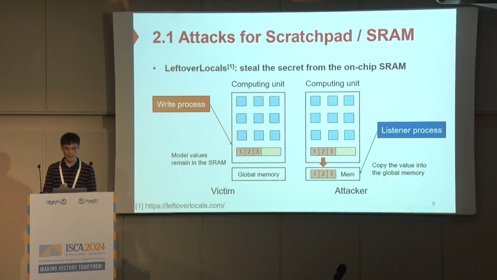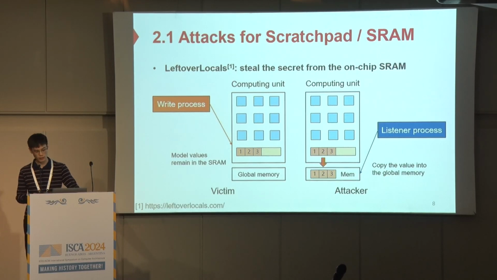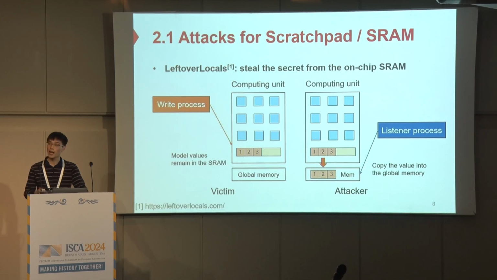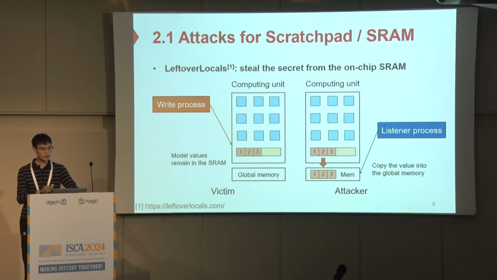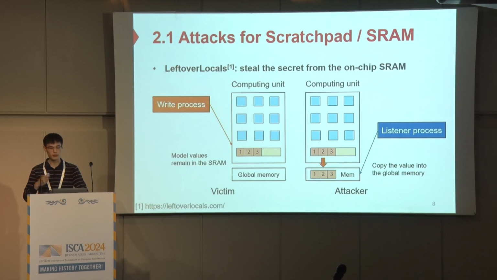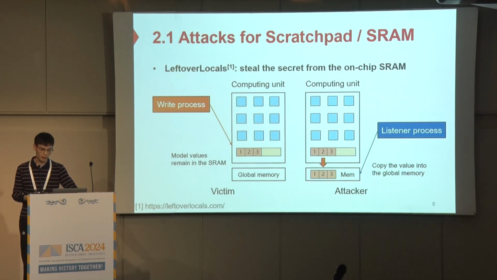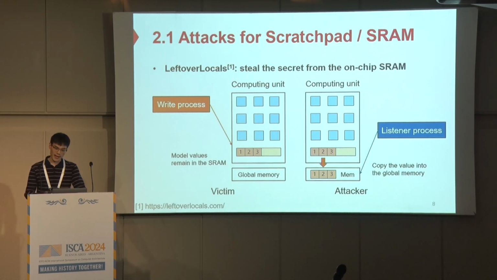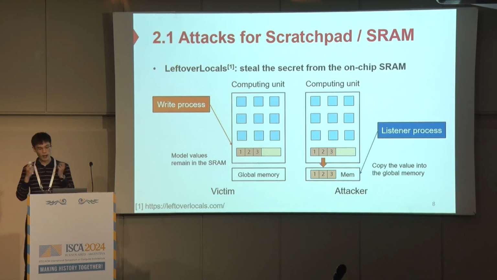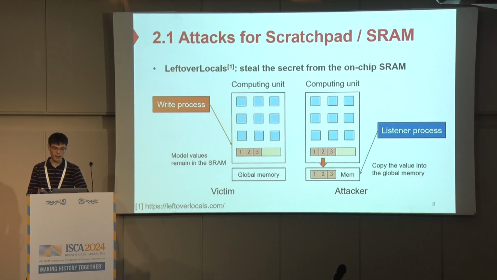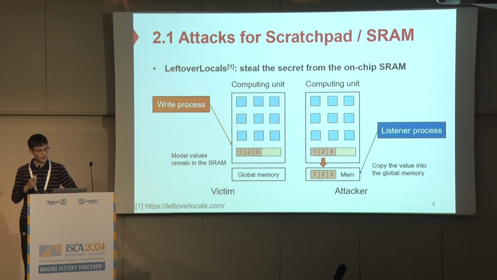Next, I will introduce attacks from the inner NPU hardware structures like Scratchpad or NoC. After we submitted our paper, a new vulnerability called LeftoverLocals has been exploited. It can steal the model weight from the on-chip SRAM and affects a large range of NPU devices, including Apple's, AMD, and Qualcomm. The mechanism of this attack is very simple, just because there is no isolation for on-chip SRAM or Scratchpad. Therefore, a listener process can flush the data from the SRAM to the main memory and thus steal the secret.